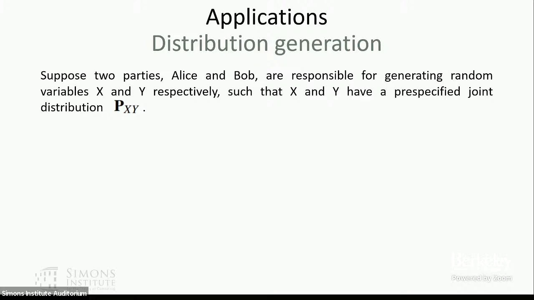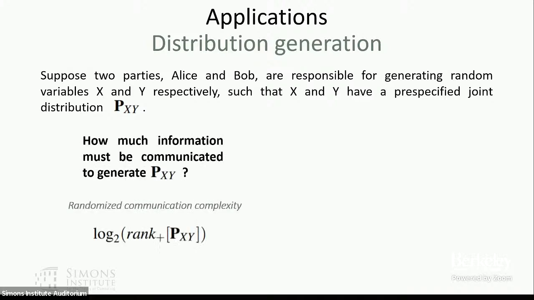Sorry. Two questions that people ask in this situation go as follows. The first one is: how much information must be communicated to generate this probability distribution? Here I'm talking about one-way communication. For example, how many bits must Alice send to Bob for them to be able to generate this pre-specified probability distribution? In the literature, this number is referred to as randomized communication complexity. This is a pretty well-studied problem, and this is the result. This is the number of bits that they need to communicate to generate this probability distribution.